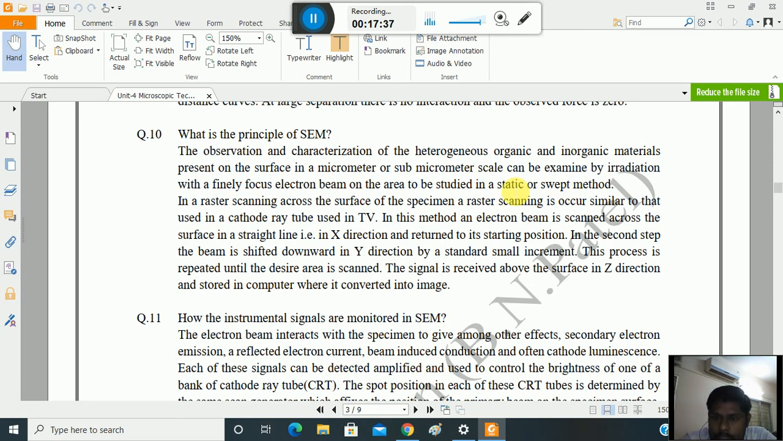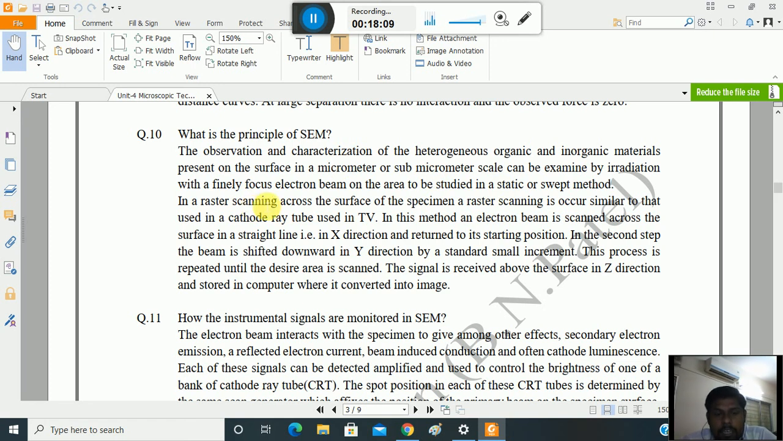Static means fixed, swept means movable. In the static method, the sample surface may be fixed and the probe is continuously moved. In the swept method, the sample is fixed and the probe is moved, it is a vice versa like technique. If the tip is fixed, then the sample is moving. If the tip is moving, then the surface is fixed. So those are the methods.